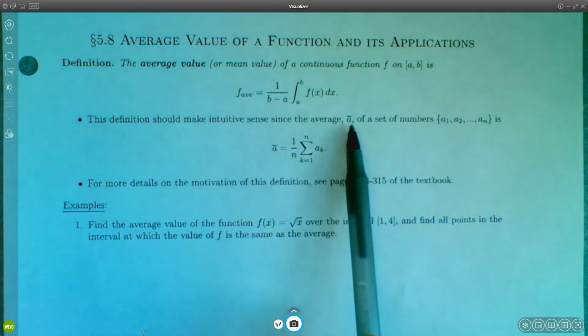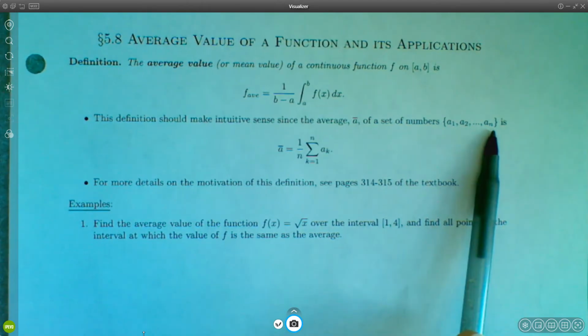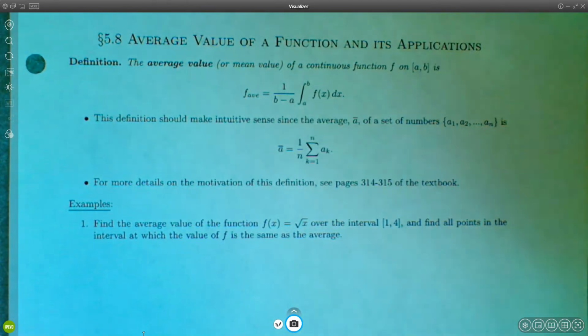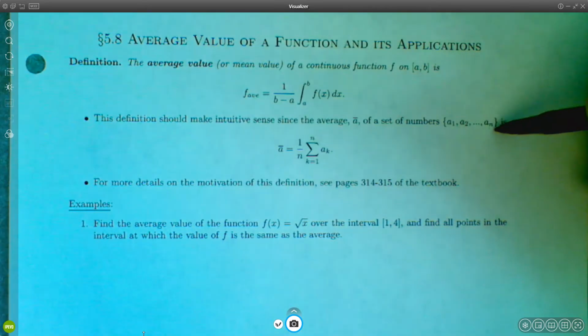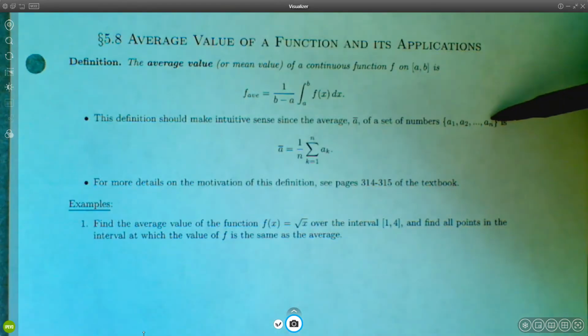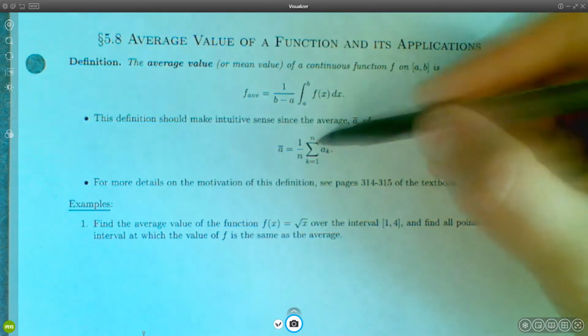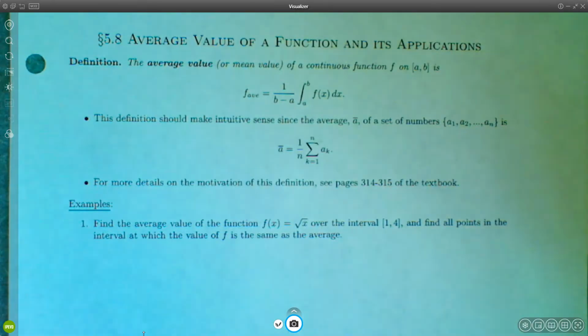Because if you think about the average a bar of a set of numbers a1 through an, that average is, well, you add up the numbers in the list and then divide by the number of numbers in the list, right? This is the way that you were taught to find averages back in grade school. So you add up all these numbers. Now there are n numbers on the list, so you do a1 plus a2 plus a3 and so forth until you get to an, and then divide by n. Well, you can factor out the 1 over n, and then you can add up from k equals 1 to n of ak, right? So this is just the average of the set of numbers.